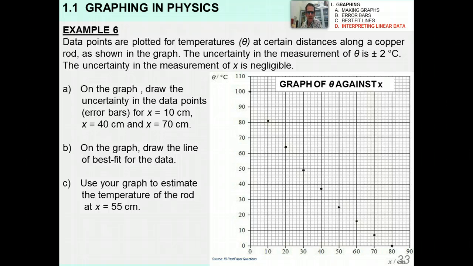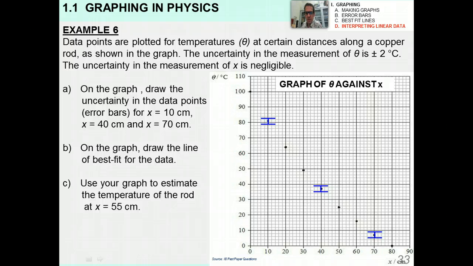So the graph is temperature theta in degrees Celsius against distance x in centimeters, and it looks like these are temperatures along a copper rod. Kind of interesting, okay? So now we're dealing with uncertainties, and I'm asking you to draw the uncertainty in the data points, which is also known as an error bar for these particular points, okay? Here's what I got here, all right?